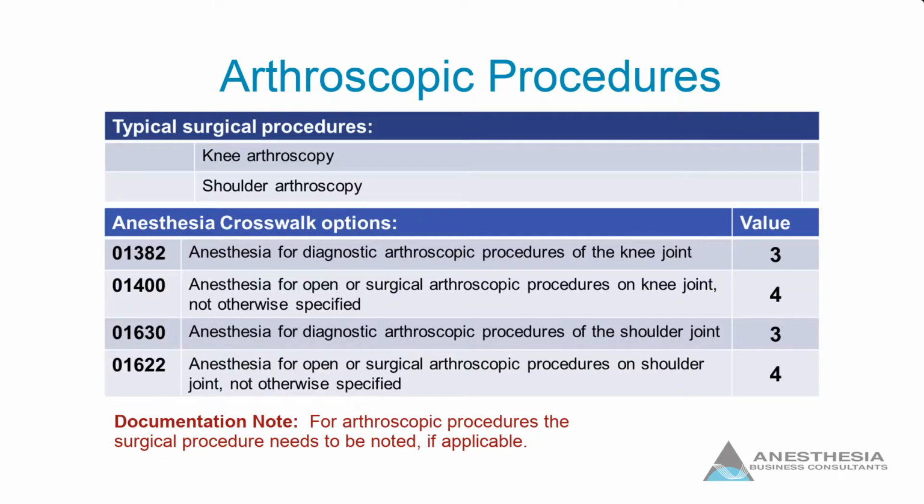Arthroscopic procedures of the shoulder and knee fall into two categories. Diagnostic procedures are worth only 3 units, while surgical procedures are worth 4. It's critical that the procedure description includes the details of the surgical procedure performed, or a note saying diagnostic versus surgical.